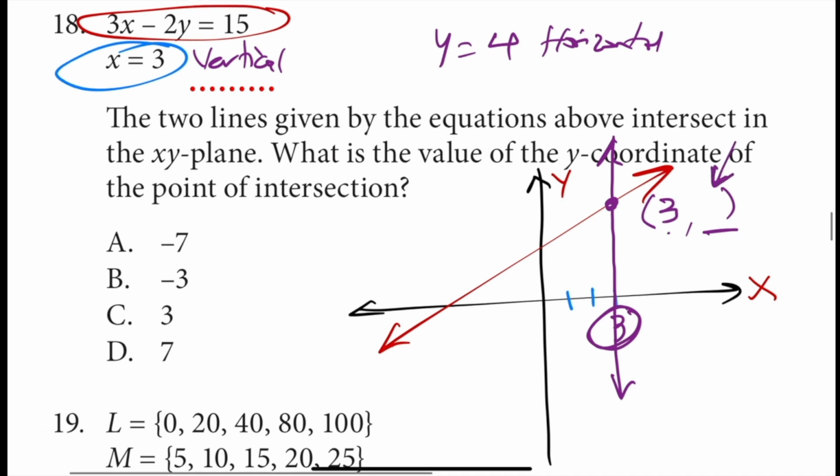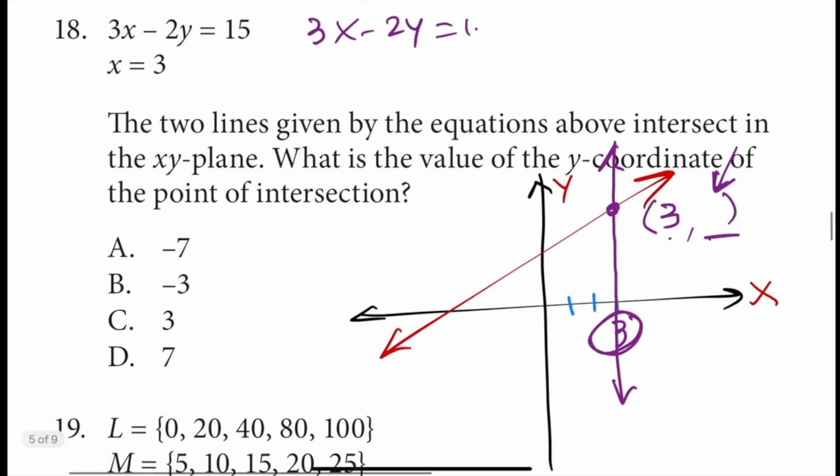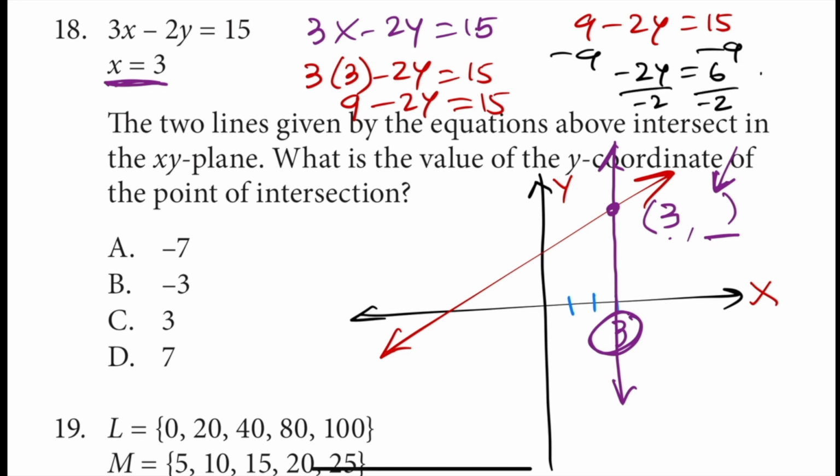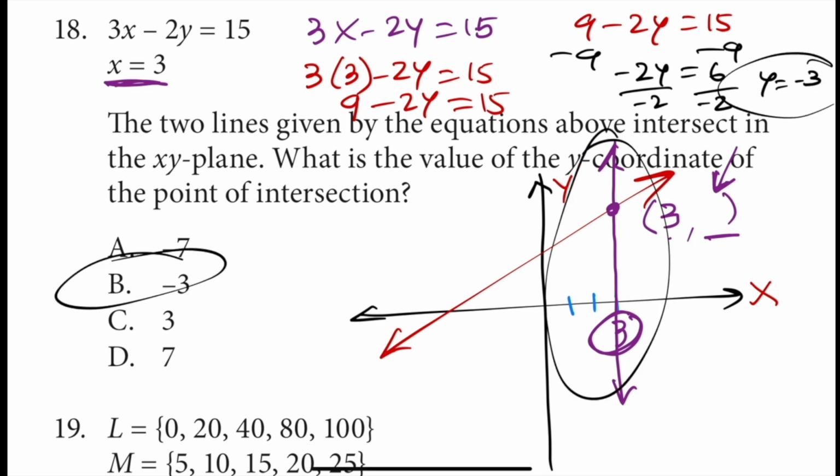We know the x value, we need to find the y value. How do we find the y value? Plug it back in here. So we know that x equals 3. Plug it in there. 3 times 3 minus 2y equals 15. This is 9 minus 2y equals 15. Minus 9, because I need to leave the y by itself. That's going to give me negative 2y equals 6. Divided by negative 2, and y equals negative 3. Answer is B.